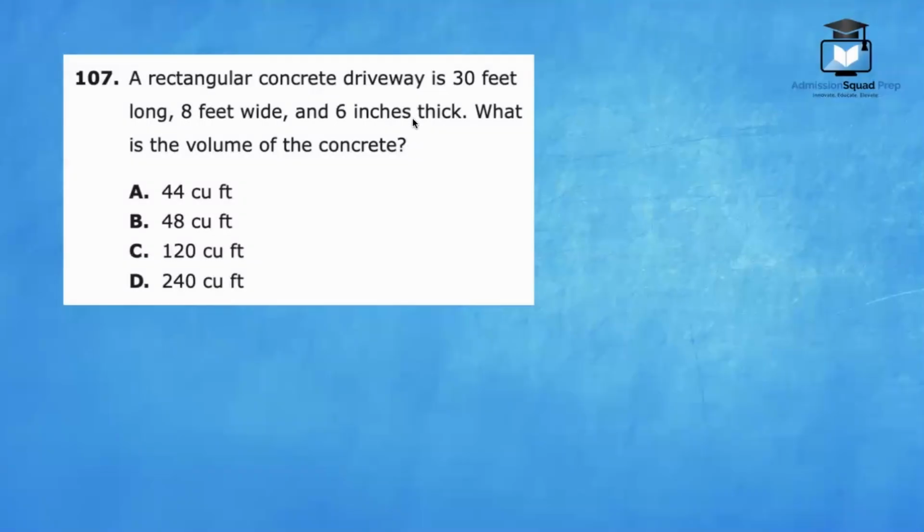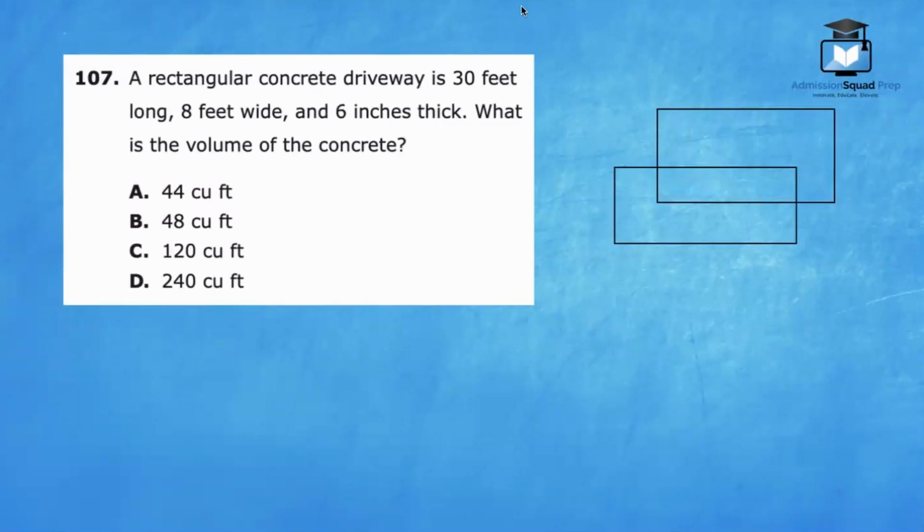Number 107. A rectangular concrete driveway is 30 feet long, 8 feet wide, and 6 inches thick. What is the volume of the concrete? For this problem, we need to find the volume of a rectangular prism. Let's review the formula that we can use to find the volume of a rectangular prism.